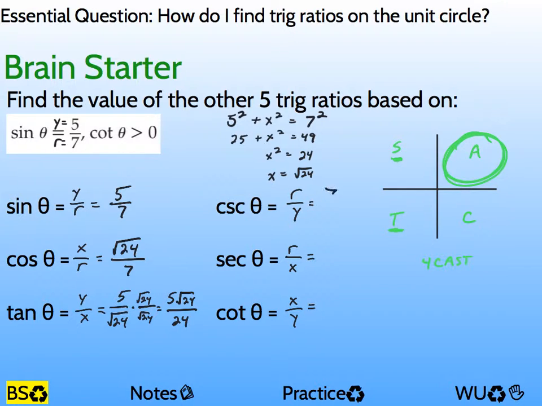Cosecant is r over y, which is 7 over 5. Secant is 7 over square root of 24, but we have to rationalize the denominator again, just like we did for tangent. So, in this case, we're left with 7 radical 24 over 24. And then here, cotangent is just the x value, square root of 24, over the y value, 5.